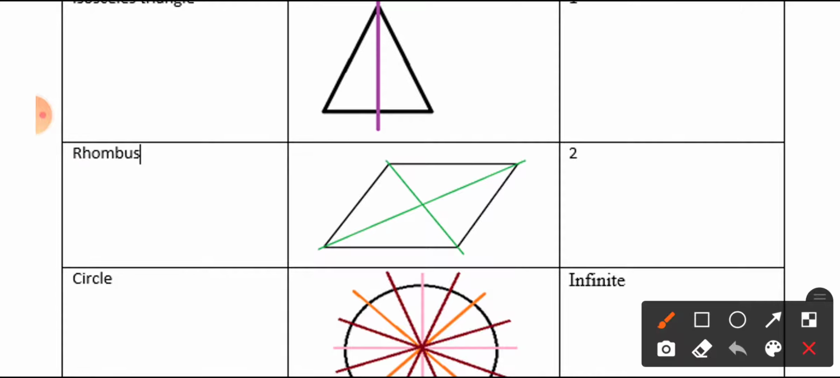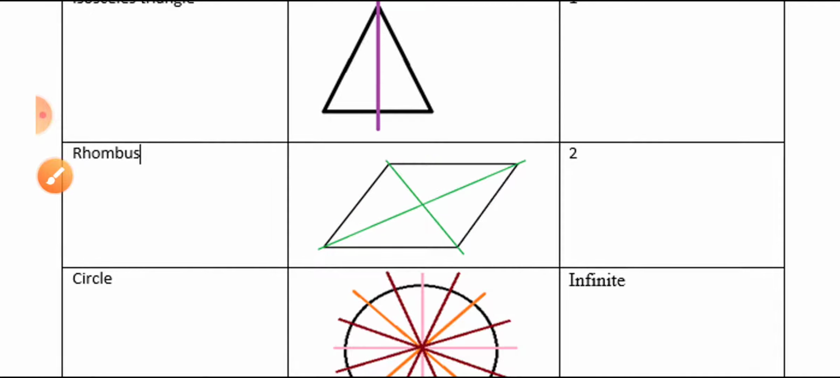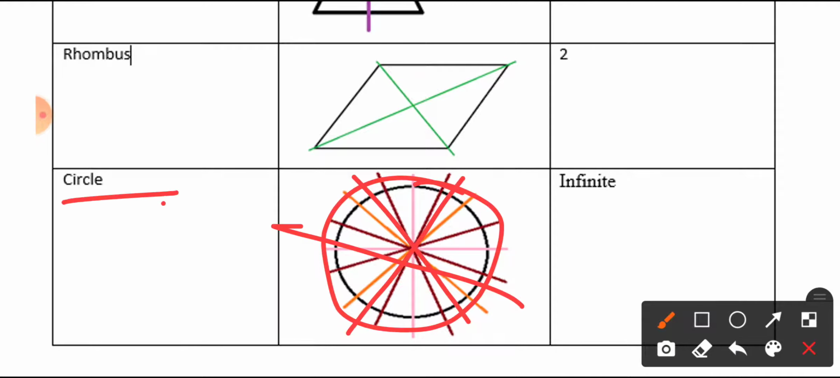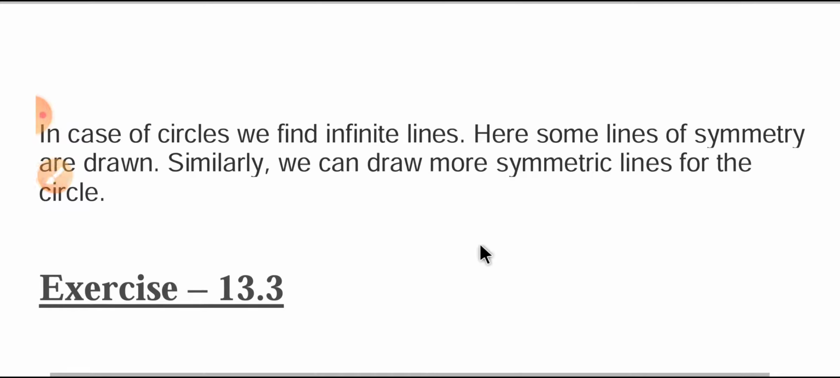Then rhombus. Rhombus also, it's a type of square only. Here all the four sides are equal, and you can see only in two ways, along the diagonals. Only diagonally they have lines of symmetry. Then circle. Circle has infinite, means we cannot count. So there are infinite lines of symmetry possible in a circle. So you have to make the figure, after that you have to find the number of lines of symmetry.